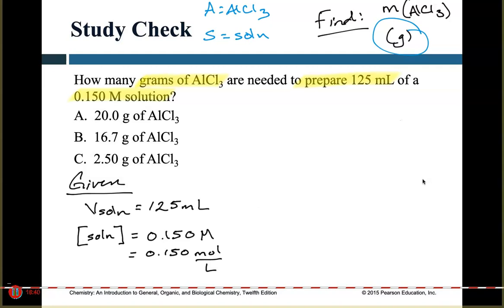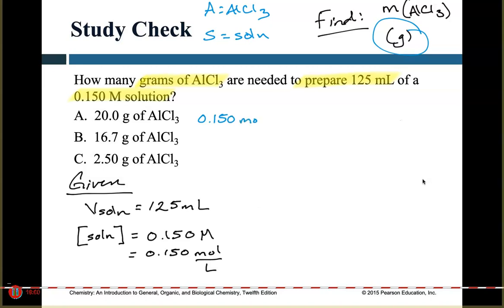So I know my concentration, 0.150 moles. Man, I am not good at judging space. There's a whole skit from John Mulaney about that, of screwing up how much space you have to work with. Sorry guys.